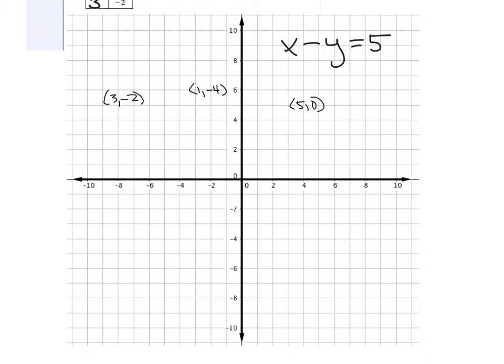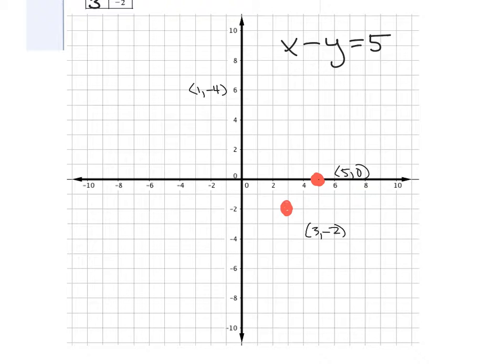So let's start with 3, -2. It doesn't matter which one of these we graph first. So let's do 3, -2. And so 3, -2 means over 3, down 2. Over 3, down 2. So now let's do 5, 0. So 5, 0 means you're going to go over 5, and up and down nothing. So that's going to go right here.